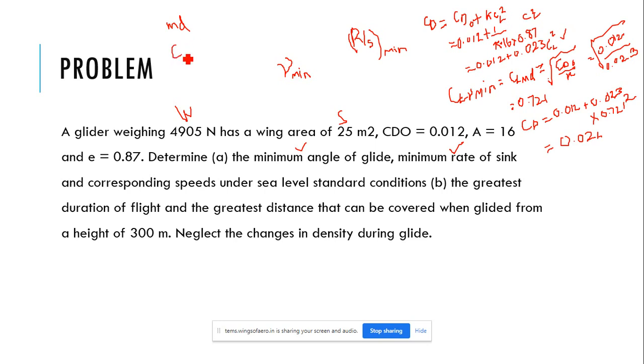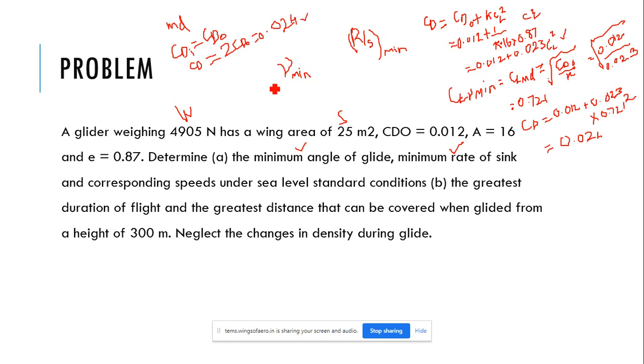So for minimum drag condition, the value for CD is equal to 2 CDO. That is a minimum drag condition. The condition will be CDI equal to CDO. So therefore the equation becomes CD is equal to 2 CDO. Okay, so we can use this. CD equal to 2 CDO, that is equal to 0.024. Now we found the value for CD minimum.